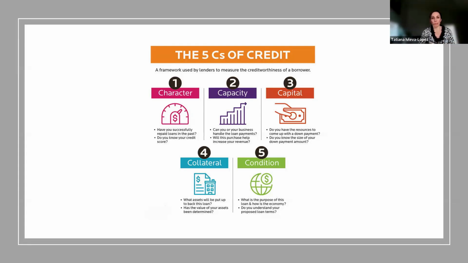And the fifth would be condition. What is the purpose of this loan, and in general, what the terms are. We want to make sure whether the buyer is purchasing it as a primary residence or an investment property, because different terms and different conditions could apply. And in general terms, that's something for the borrower also to understand. Is it going to be a 30-year fixed, 15, 20? Is it going to be a fixed loan? Is it going to be an adjustable rate mortgage? What type of loan is it? So those are our 5 C's.